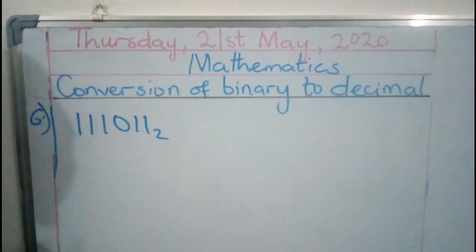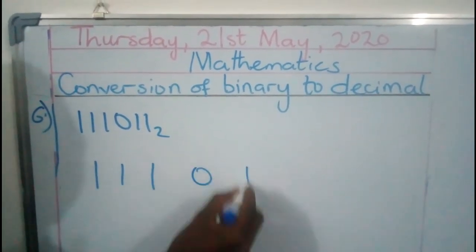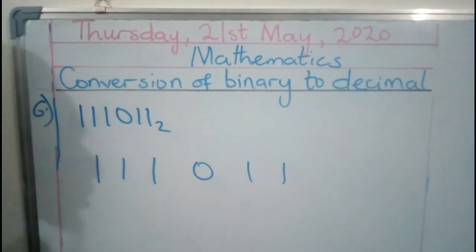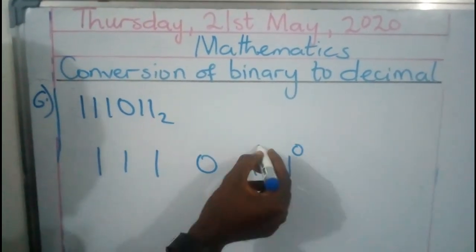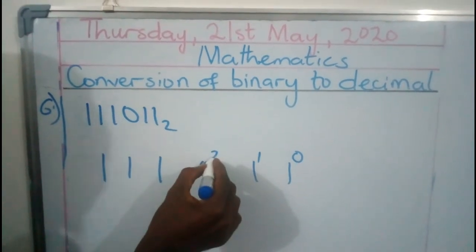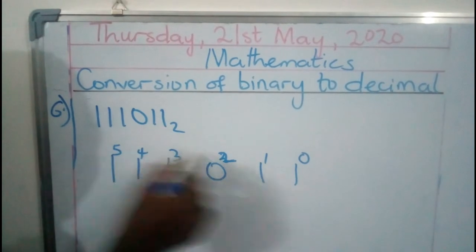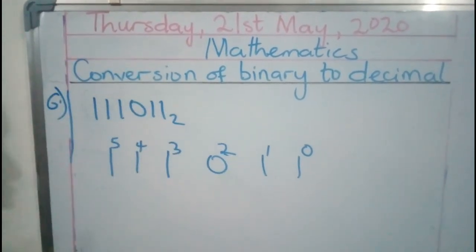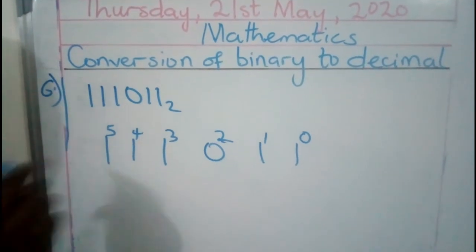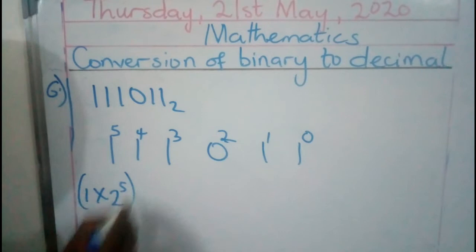So let's separate the digits. 1, 1, 1, 0, 1, 1. Next step is to raise them to power from the right, starting from 0. Power 0, power 1, power 2, power 3, power 4, and power 5. Alright, let's multiply by 2 and raise it to the power. The first one here is what? 1. That's 1 times 2 raised to power 5.